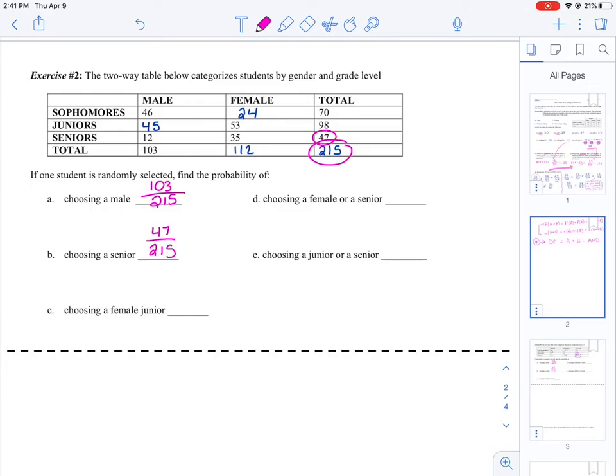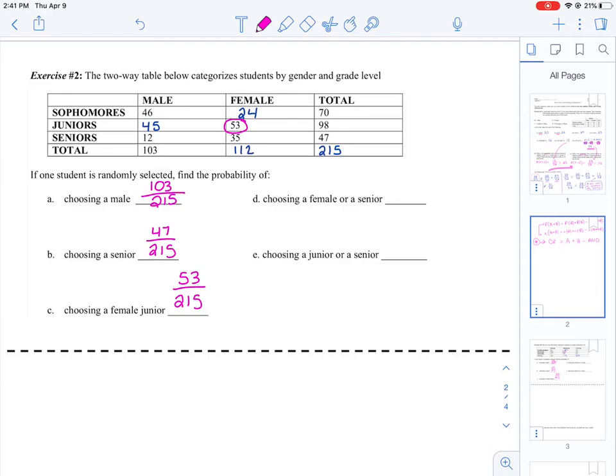Choosing a female junior. So now I have two scenarios that are going on. So this is really female and junior. I'm going to look, here's juniors, here's females. There are 53 over that 215. So A, B, and C are basic probabilities looking at either one of the totals, or if they're giving you two scenarios, looking at the overlap.